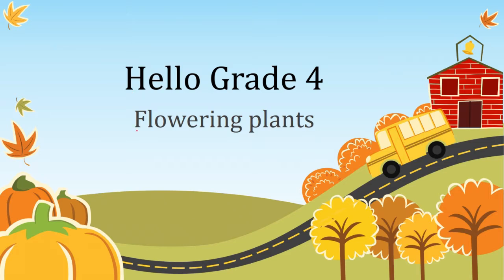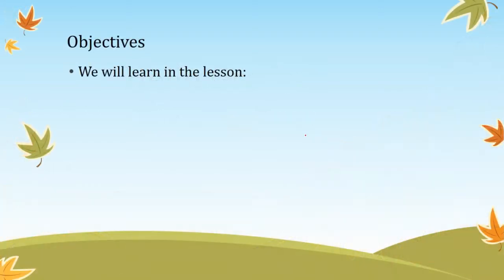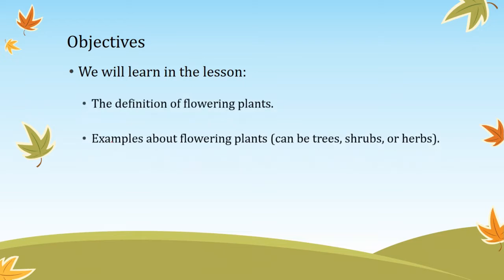Our lesson today is about flowering plants. In this lesson, we will learn the definition of flowering plants, and we will learn some examples. We will see some examples of flowering plants, and we will know that they can be trees, shrubs, or herbs. So let's start.